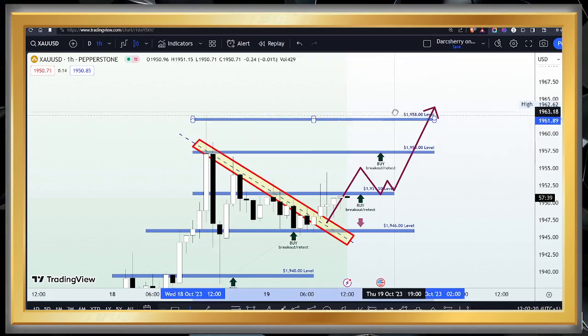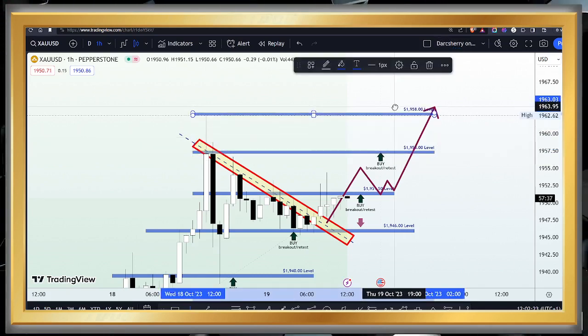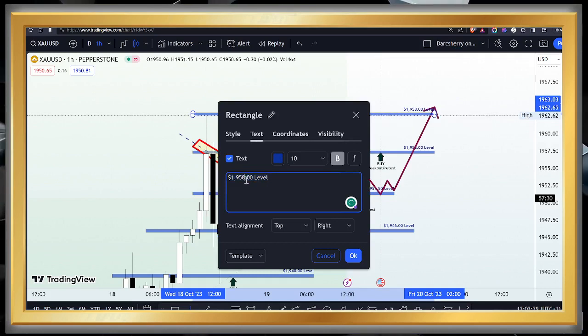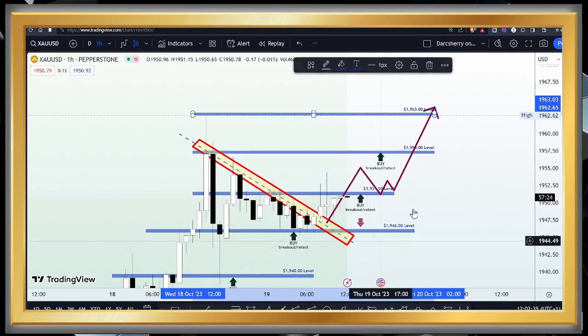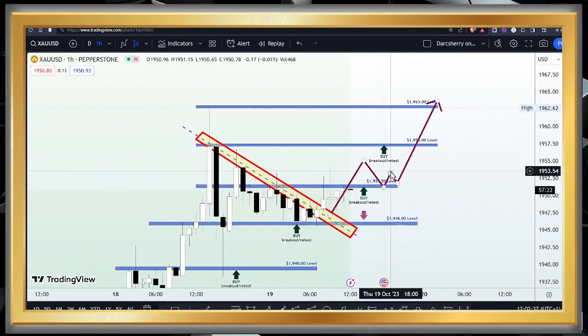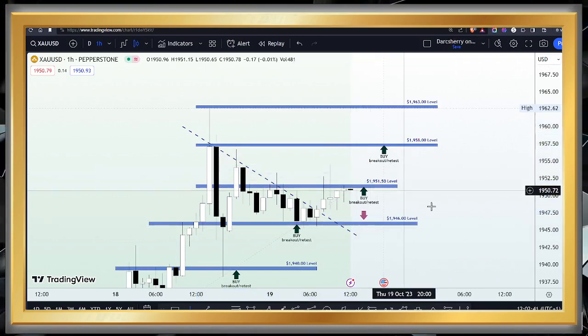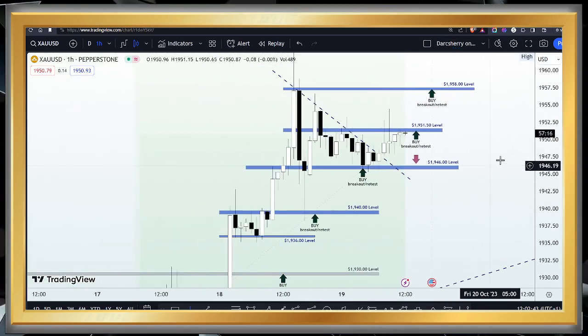positions here. And then we also have this level here, which happens to be the highest point price action has been for this week. Let's call it the 1963 level. So if price continues to climb new highs, breaking out of this 1963, we will be looking forward to adding more buy positions. So the current market structure here is still looking very, very bullish.